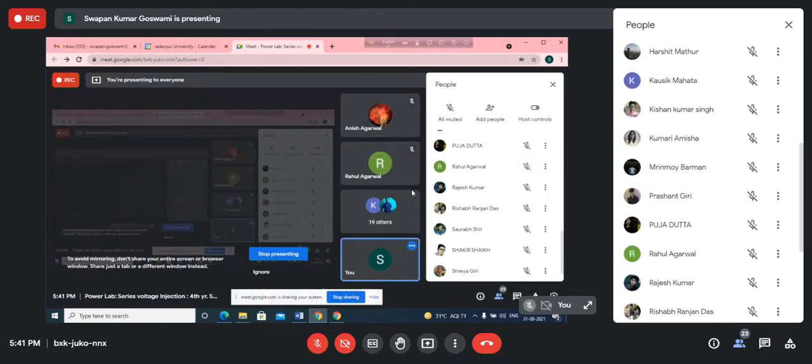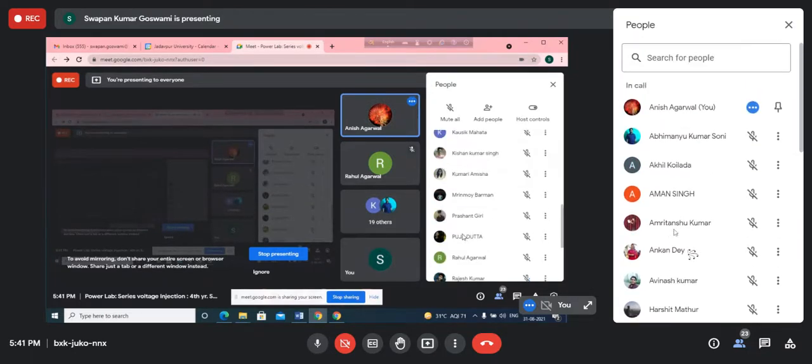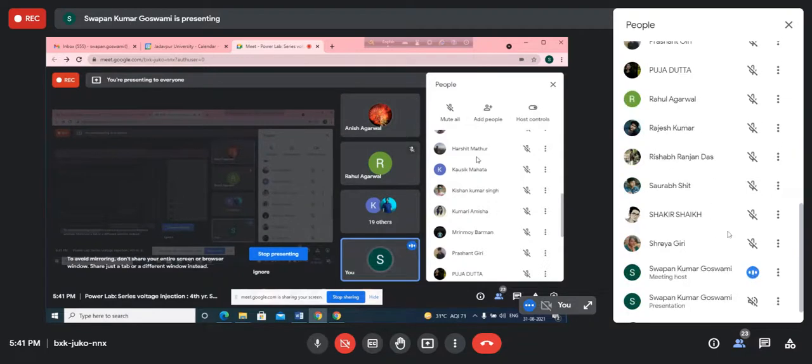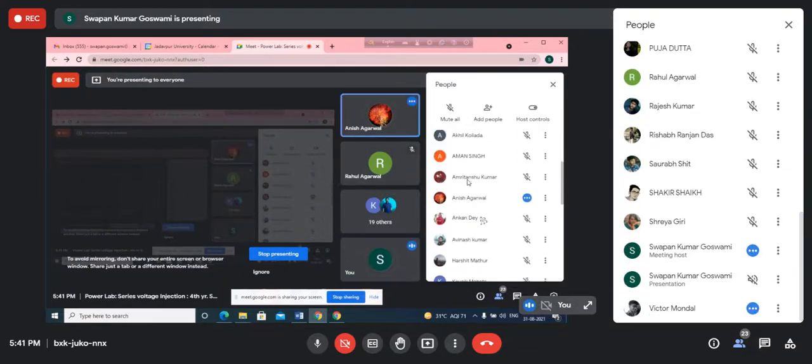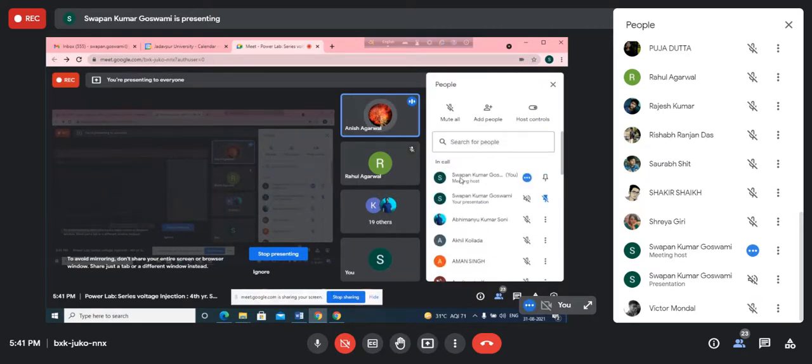So who are therefore absent besides Victor Mondal? Harsh Kumar. Harshit Mathur is present. Harsh Kumar is no. Victor, who joined just very recently after the end. So it is meaningless joining now. Okay.